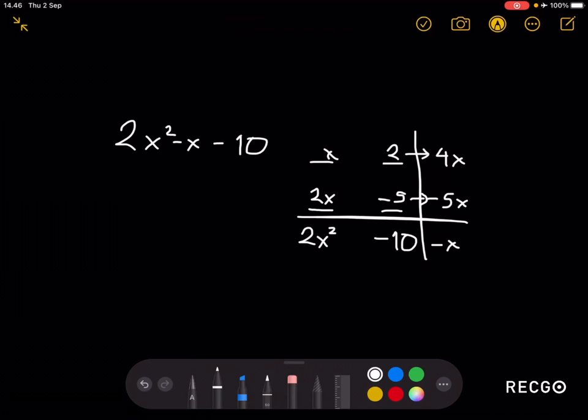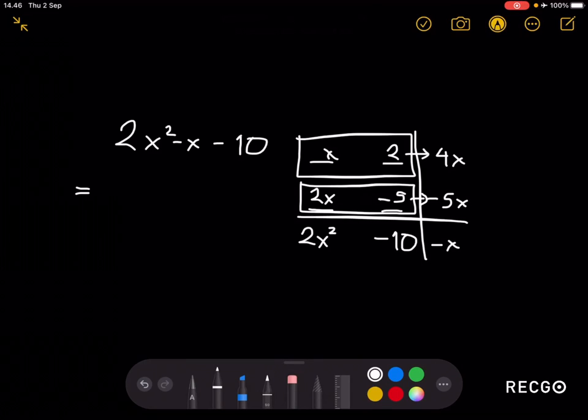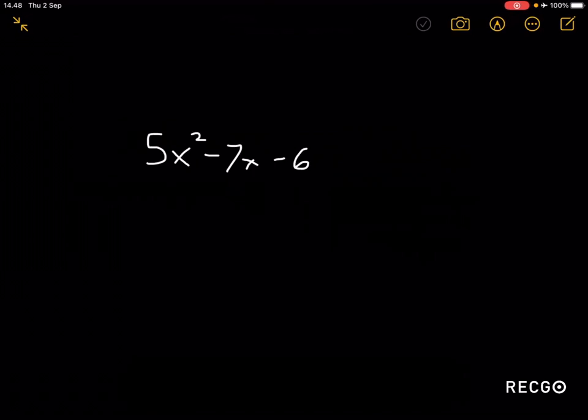Then going back to our original expressions, we have these and these as our linear factors. So we can say that 2x squared minus x minus 10 can be factored as x plus 2 times 2x minus 5. Let's do one last example.